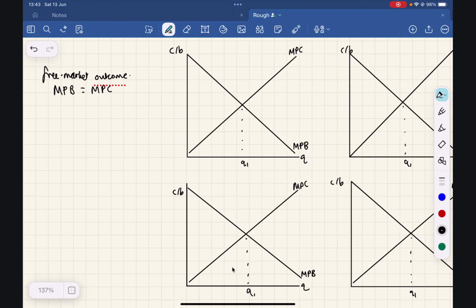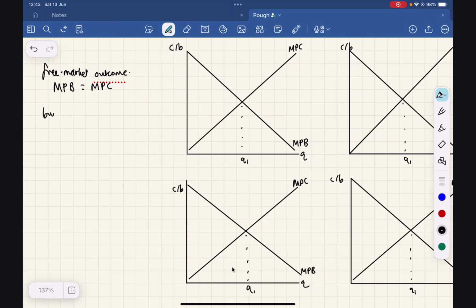Does a free market just mean no government intervention? Yeah. Okay. So buyer and seller are happy.